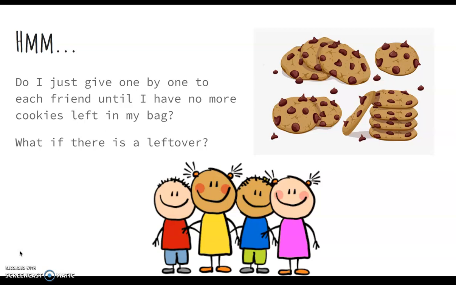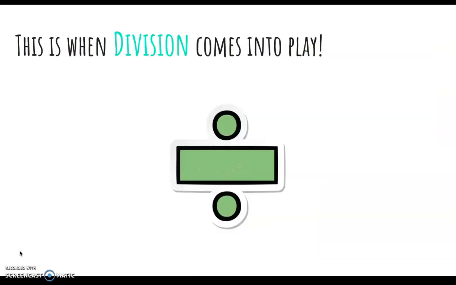Do I just give one by one to each friend until I have no more cookies left in my bag? What if there is a leftover? And what if one student gets more than the other student? Because I want to give this to everyone equally. That's when division comes into play.